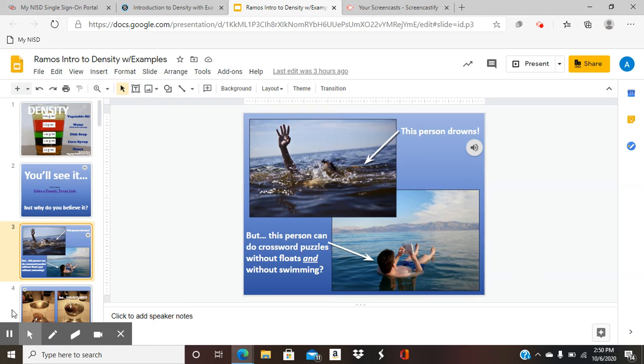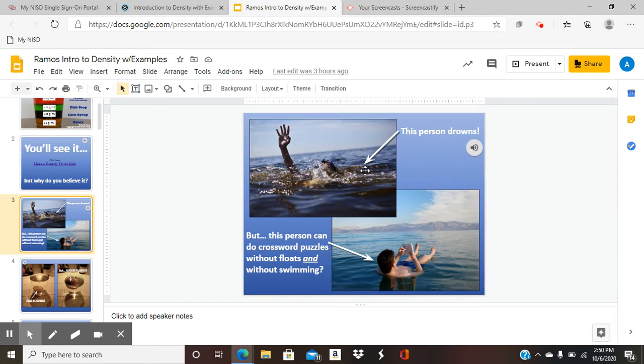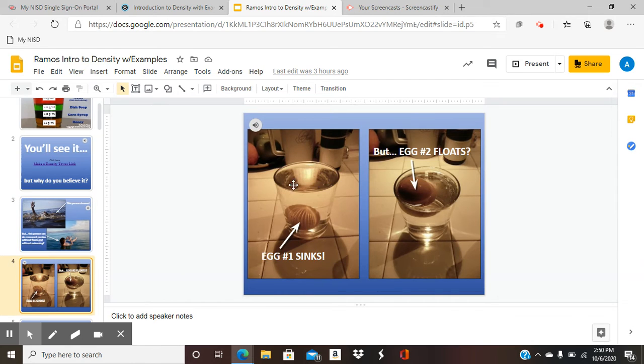And these images make you think about why is someone sinking and someone is floating, okay? Also, if you look at the egg, one sinks and one floats, okay? Did they add something to the water in order for the egg to float? Think about that, okay?